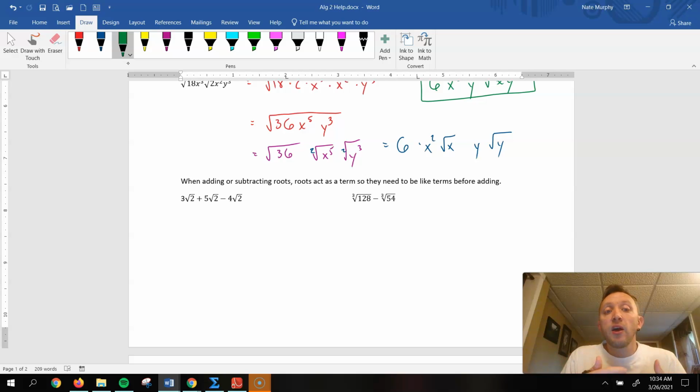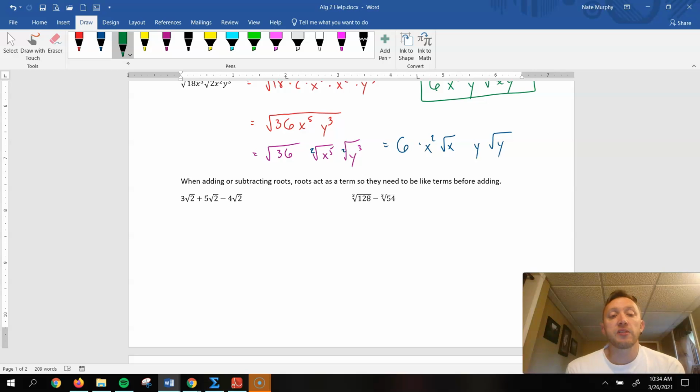So if I had 3x plus 5x minus 4x, you know that we could combine those all as 1. The same thing works with roots. We want to have the same thing under the root. And if they're not the same thing under the root, we want to figure out how to simplify it first, and then more than likely you're going to have the same number underneath the same root, and then you can combine those together.